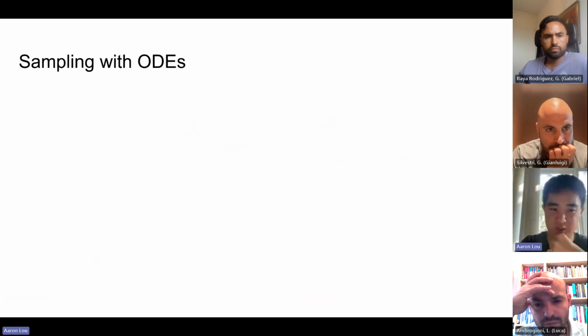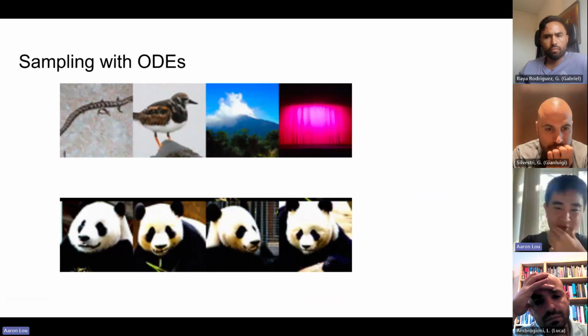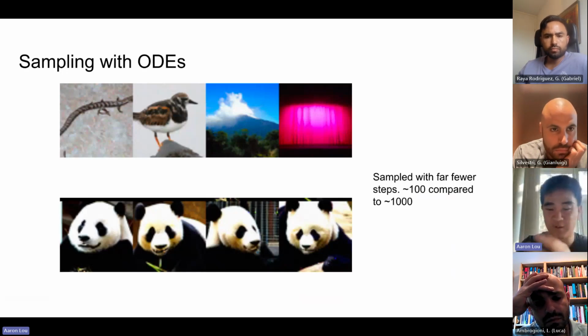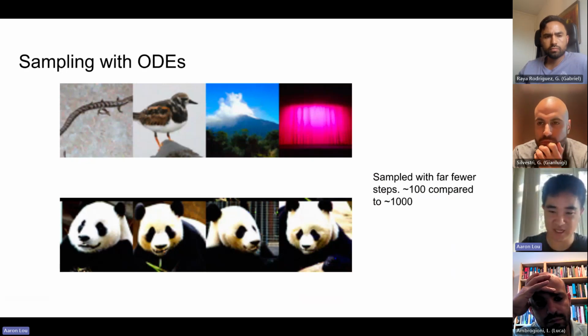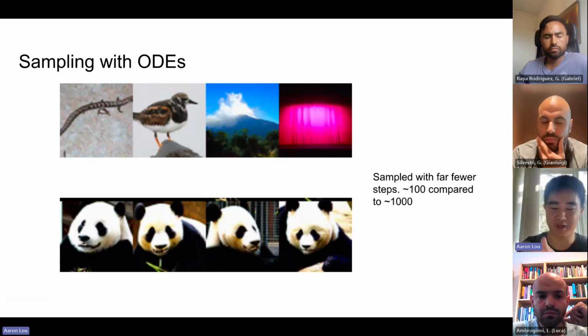And as promised, we can sample with the ODE, and we generate reasonable looking samples. This can be done much quicker because ODEs tend to be much quicker for sampling than SDEs. In this case, we can sample with only around 100 steps, as opposed to standard methods, which would be around 1,000 steps. So this is a way to bridge the gap with the previous literature.